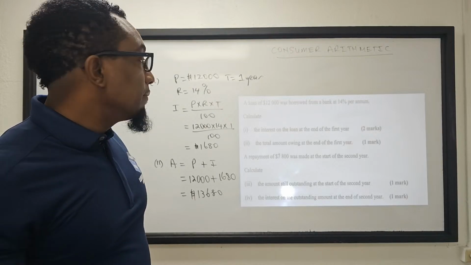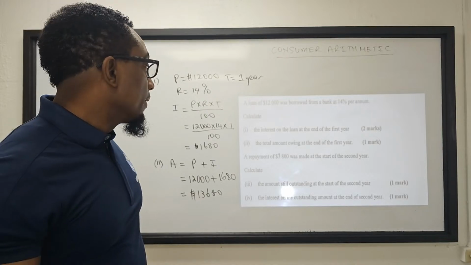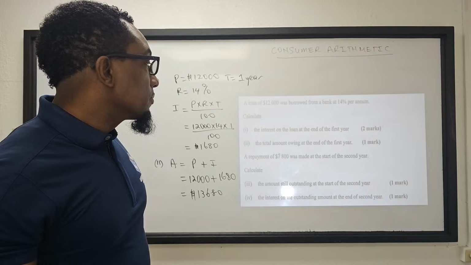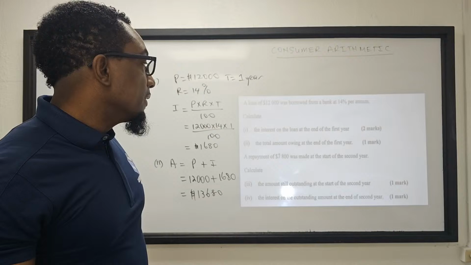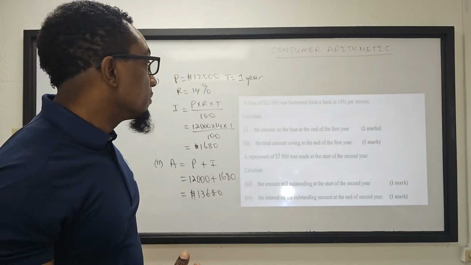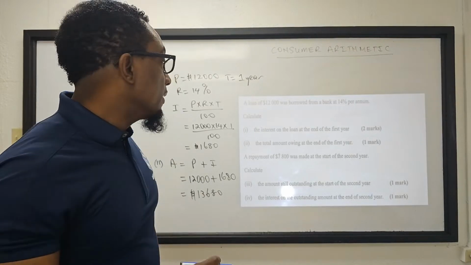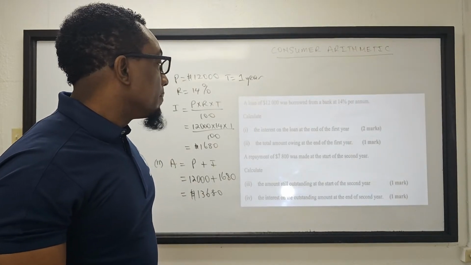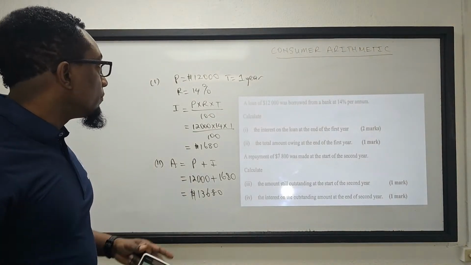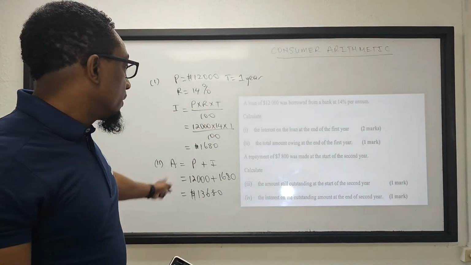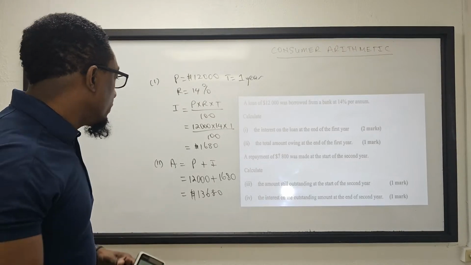A repayment of $7,800 was made at the start of the second year. Calculate the amount still outstanding at the start of the second year. So let's determine what's the amount still outstanding. For part 3, the amount still outstanding will be found by subtracting our 7,800 from the total amount owing.